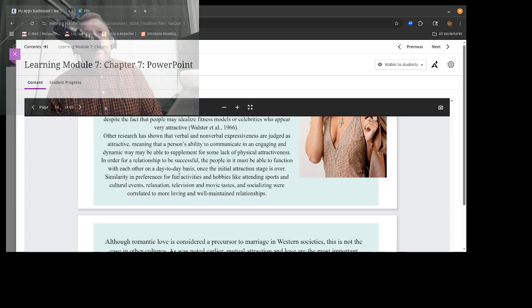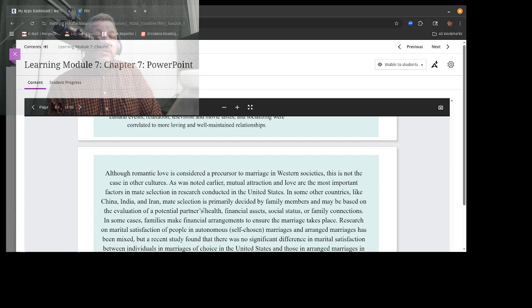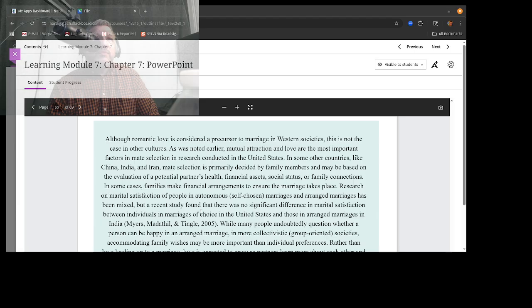Also, similarity in fun activities and hobbies has to be there as well. So we might want to go to sporting events, or our relaxation activities will be similar. Our television and movie taste might be similar, maybe even our music taste. So all of those play a factor in romantic relationships.